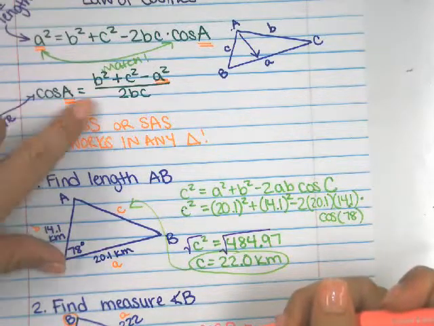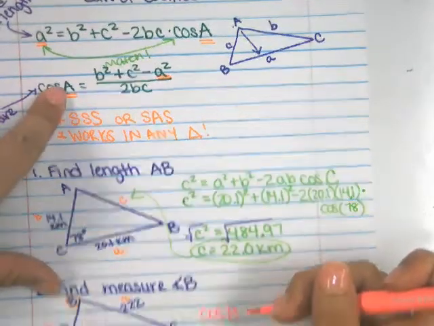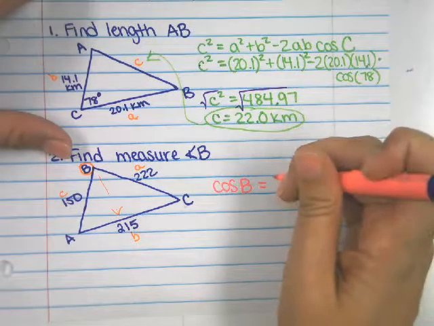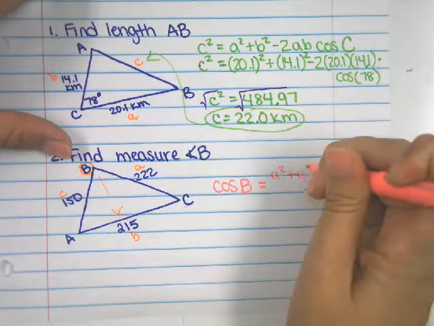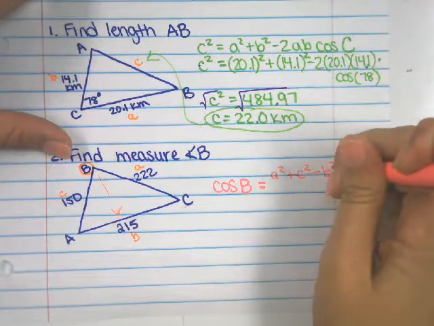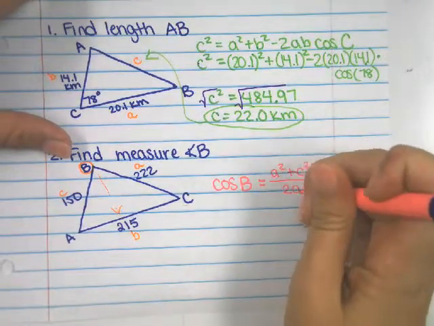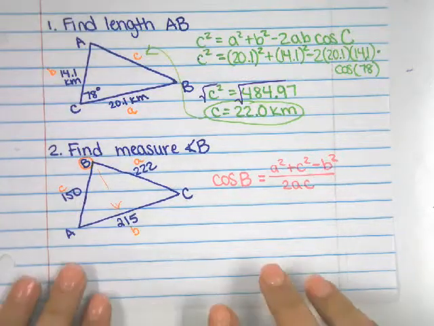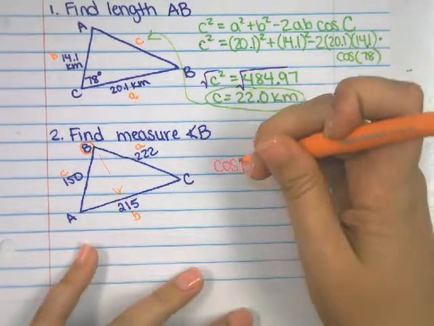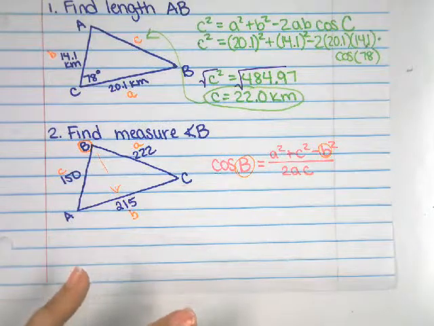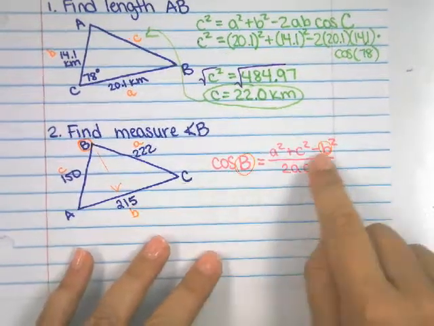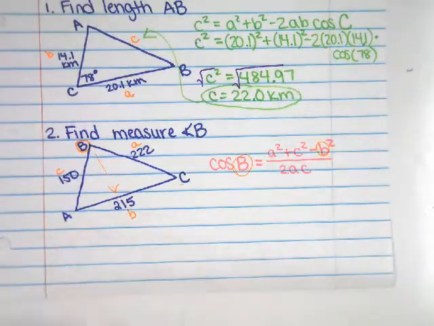The B, this, and this are the letters that are not this letter. So if this is B, this is going to be A squared plus C squared minus, that's the one that matches, over 2AC. Super important that this and this are the ones that match, the angle and then the negative one over here.